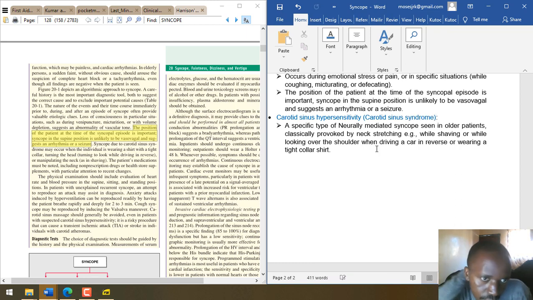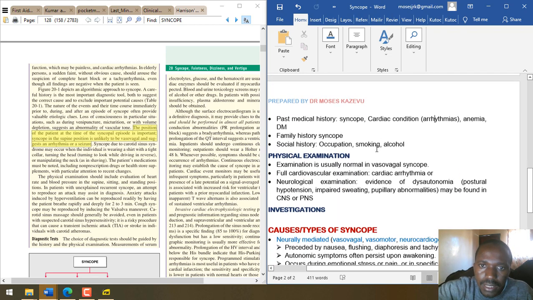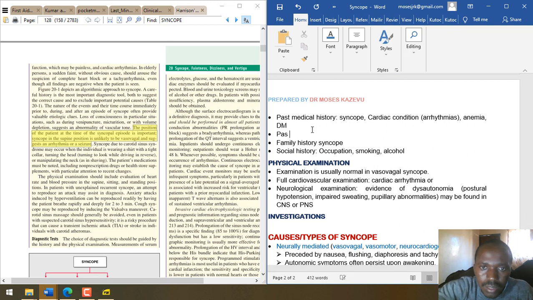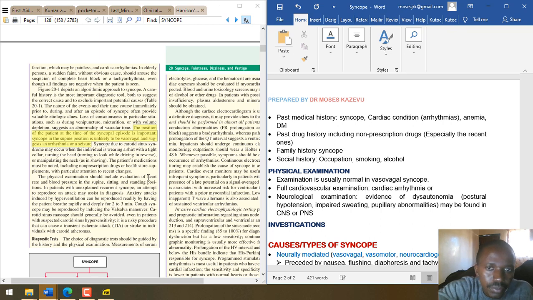Okay, or manipulating the neck while shaving. The patient's medication must be noted. Oh, drugs, I forgot about the drug history. Okay, past drug history. The patient's medication must be noted, including non-prescription and prescription drugs, especially the recent ones.